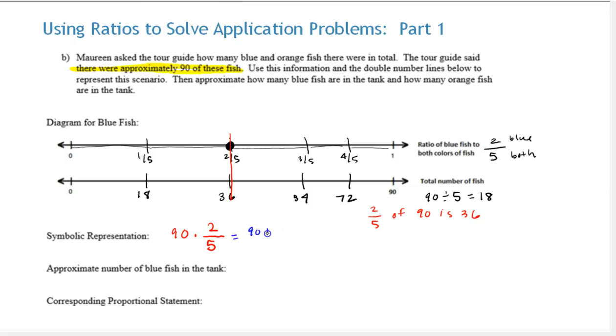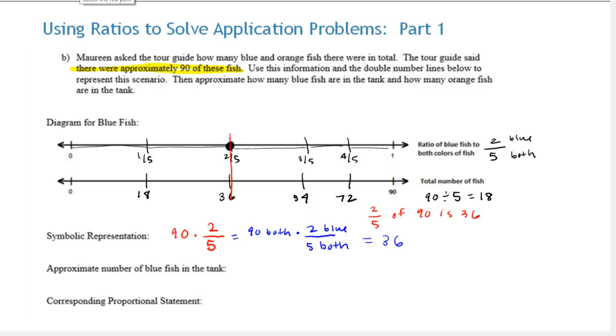So I'm going to put 90 both times, 2 blue over 5 both. And then we're going to multiply this across. 90 times 2/5 is what gave us 36.